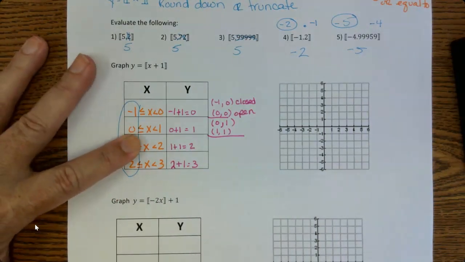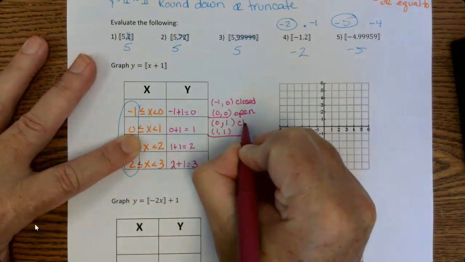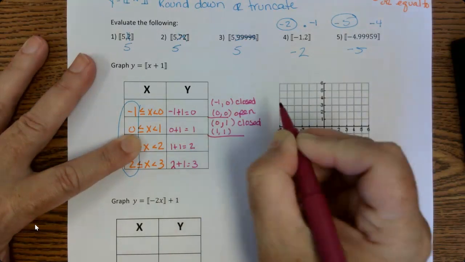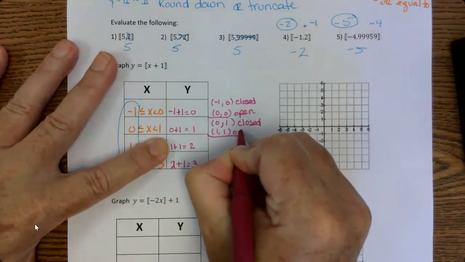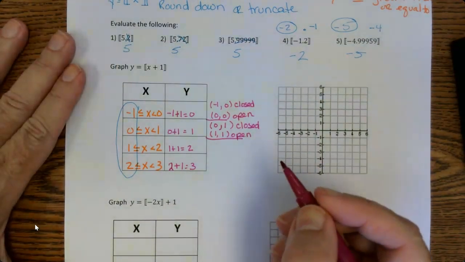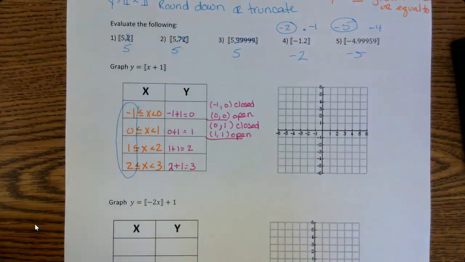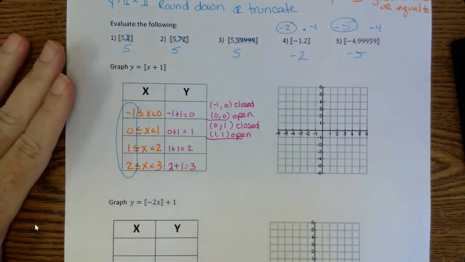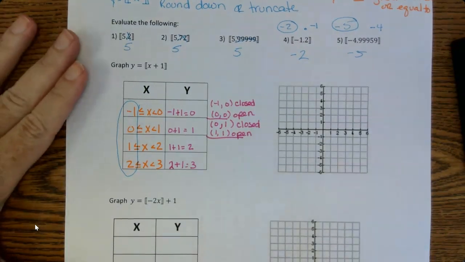Notice here at this 0, we have closed, and then we have open. Okay. If you would like, hit pause if you want to try the next one and see if you can get those 2 ordered pairs. If not, I'm going to keep going.